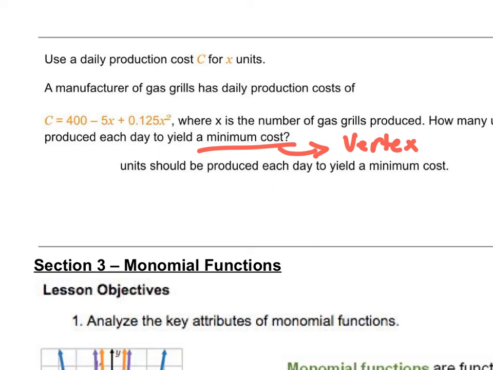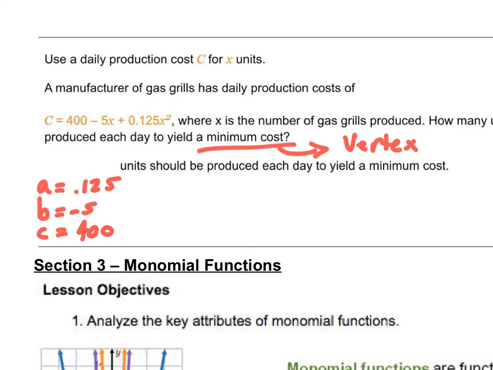First thing I want to do is identify my a, my b, and my c. Now, here's where it gets weird. The a value is always the coefficient in front of the x squared. So this value here is 0.125. The value for b is always the coefficient in front of the x. So that's actually going to be -5. And then the value for c, which we really don't exactly need right now, is just the constant, just the single number, and that's 400. So we do have to identify. It's not always going to be easy to read from left to right. We have to kind of know what those values are.